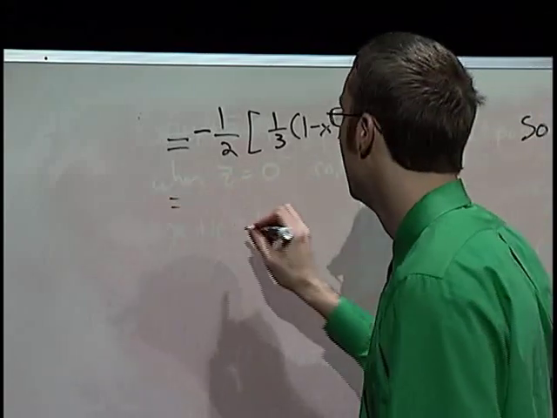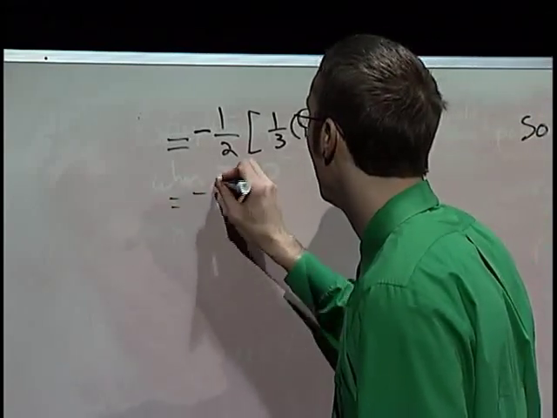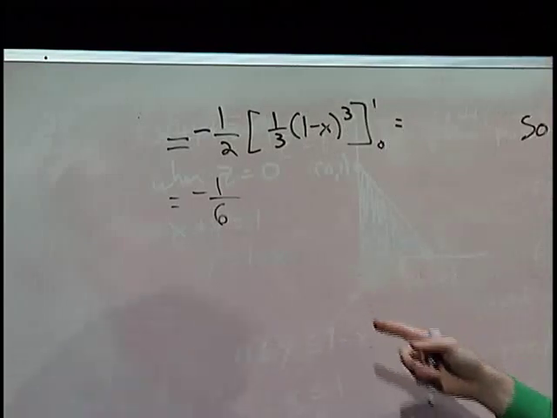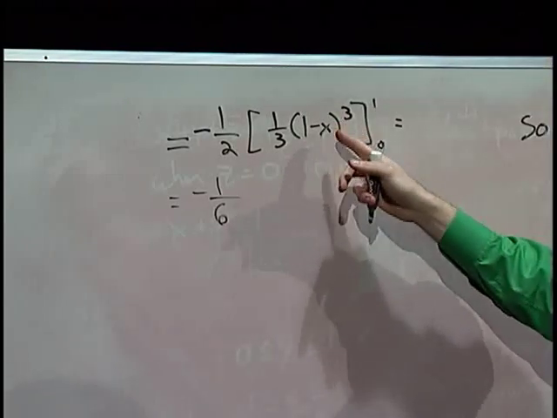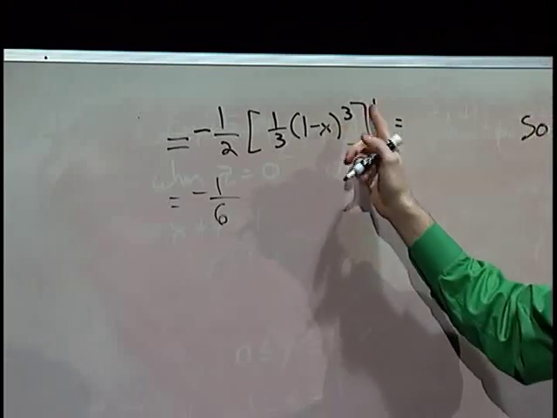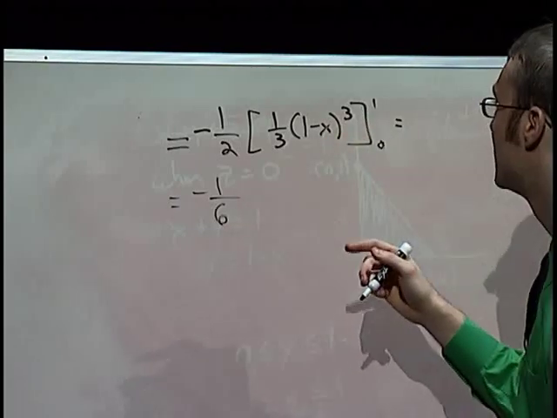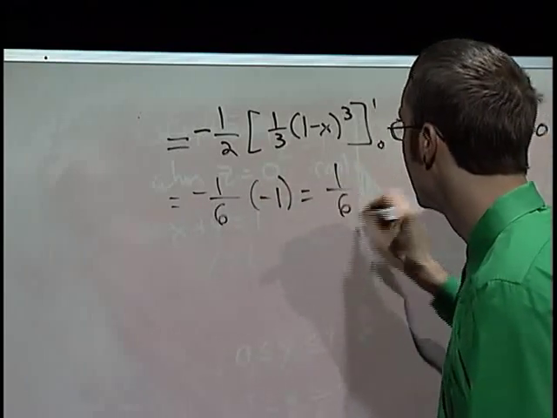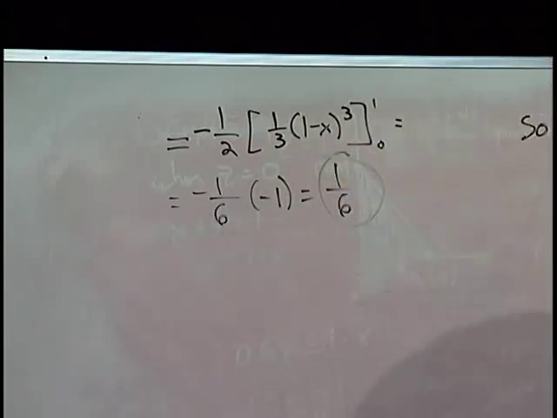Okay, that's positive. Plug in. You get what? -1/6 times 1 minus 0, so that's 0 cubed minus 1. So -1/6 times -1 gives you a 1/6. Yeah, that looks good. Is that what I have here? Yeah, it is good. So there is your volume.